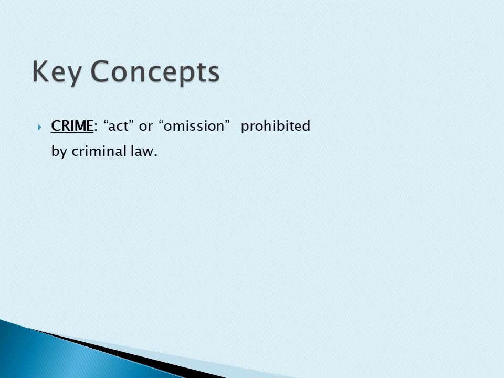Crime is an act or omission which is prohibited by criminal law. Here, act is a positive conduct, for example, theft, robbery, etc. Omission is the failure to act. An omission constitutes a crime when law imposes a duty to act and the defendant is in breach of that duty. Example, failing to give assistance to a person in peril or failing to report a case of child abuse.